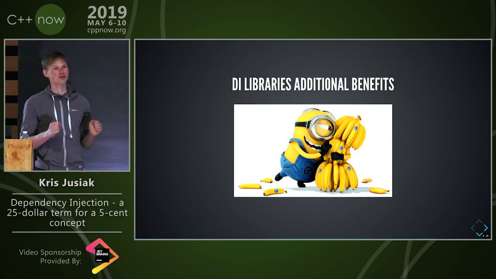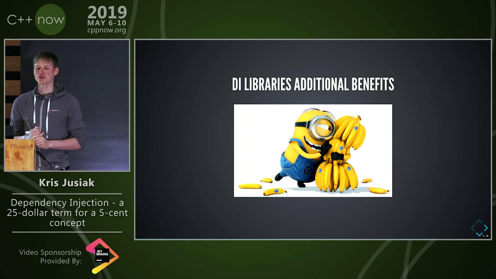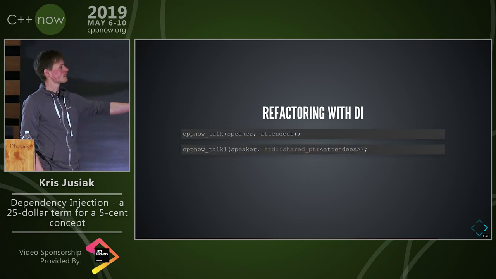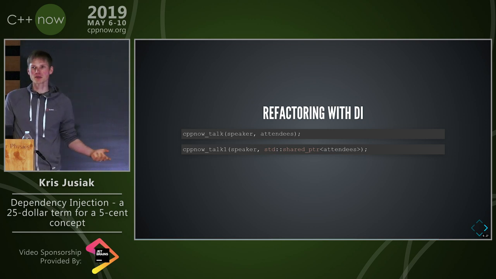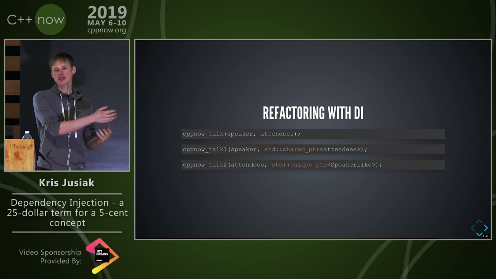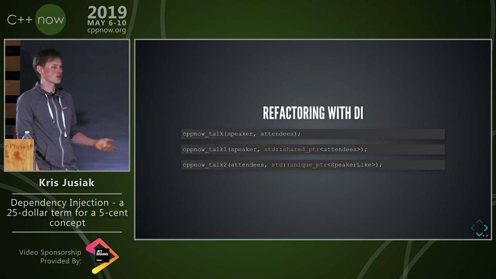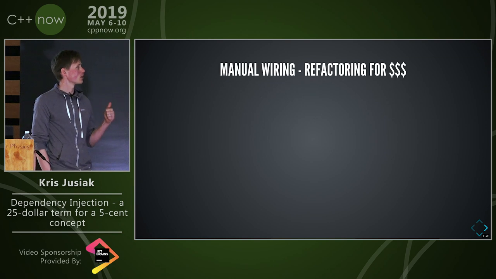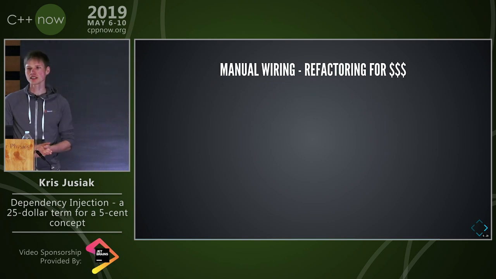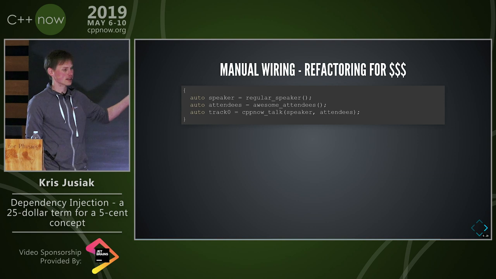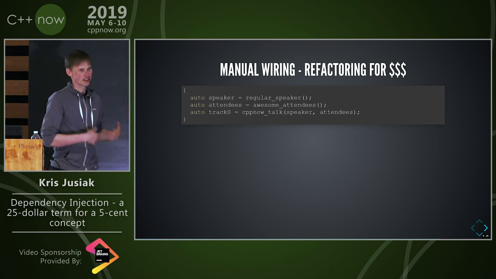There are more benefits, and we all like benefits which are free, I guess. So, refactoring with DI quickly. Let's change the constructor parameters, because that's a refactor we sometimes do, right? We change the order, we add parameters, new requirements. We deal with it and we change it, because we have to. So manual rewiring is a refactor for money, basically, because we have to spend time and money doing it. We'll have to change the wiring, meaning construct it in a different way, change the order.